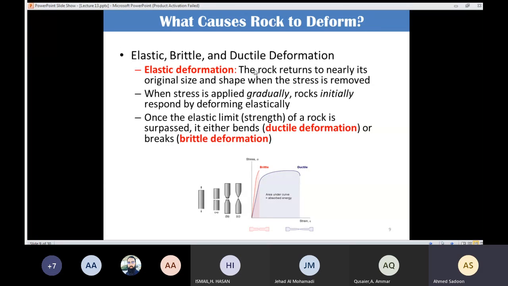It's a very important concept. You are going to face that concept again and again as long as you are in the field of civil engineering. So if you understood the elastic, brittle, ductile deformation, the next courses are going to be easier for you.